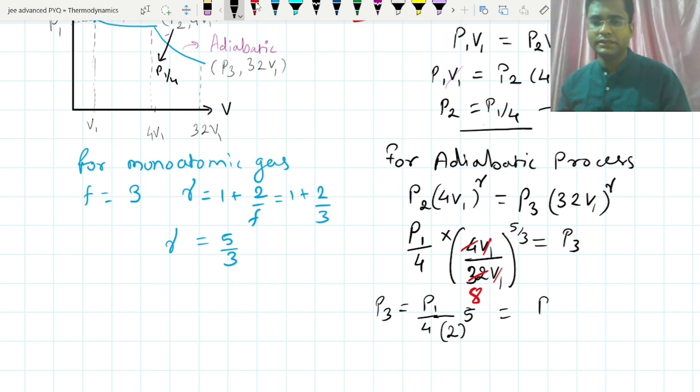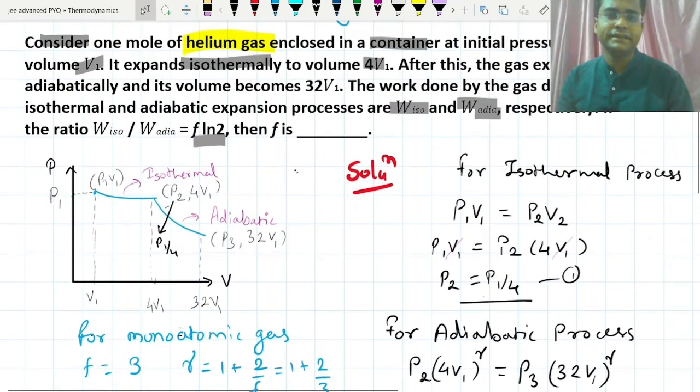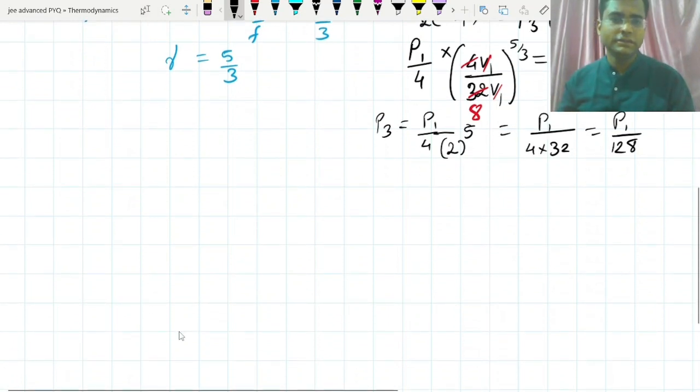So you can write this as P1 upon 4 into 32. Or you can write, if you want, 128 also. 4 into 32 is 128. Correct. So now we have all the values which are required. Now let's find the work done, as they are asking work done in iso upon work done in adiabatic. So you should know the formula directly.